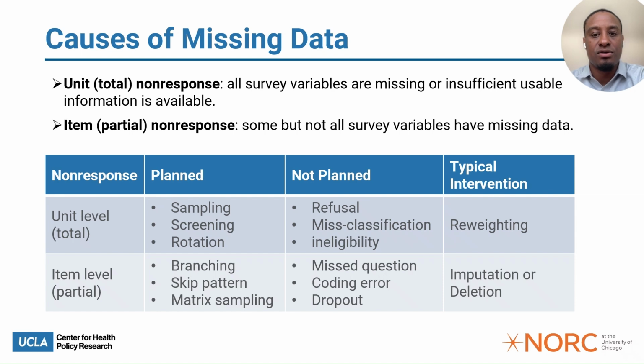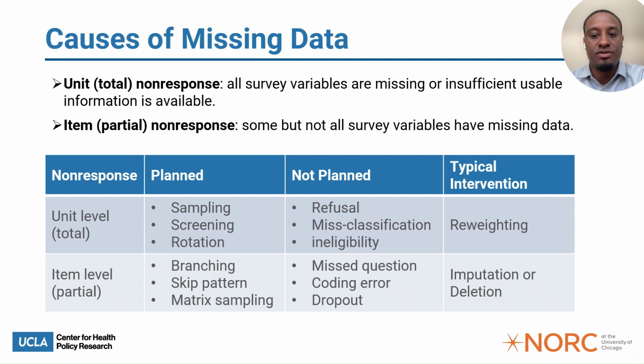This table shows that missingness can be planned or not planned. For example, a deliberate skip pattern in a survey is a form of planned item non-response. But more often it is not planned and is a consequence of things like refusals or data entry errors.